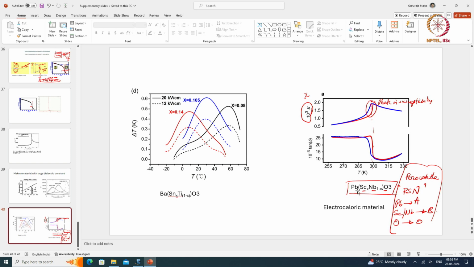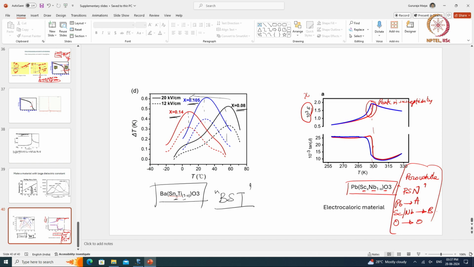Let us say, for example, look here. This is barium tin titanate, right. This is called BST. BST is a very good dielectric material. Now, BST also has some sort of a phase transition, right. Depending on the composition x that I use, the phase transition keeps changing its position. Okay. So, this is x equal to 0.08, this is x equal to 0.105, this is x equal to 0.14, right. So, x is increasing in this direction. And with increasing x I am changing the position of this phase transition, right.